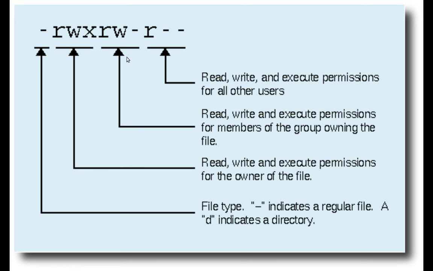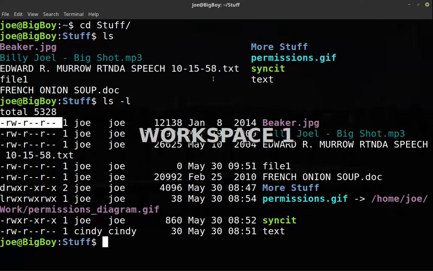The next group of 3 represents the group. And the last group of 3 represents the world. And remember, this one's very important, because anybody can have access to your file. In this case, they're going to be able to read that file. They're not going to be able to change it. They're not going to be able to delete it, but they are going to have access to its contents. So that's how those permissions work.